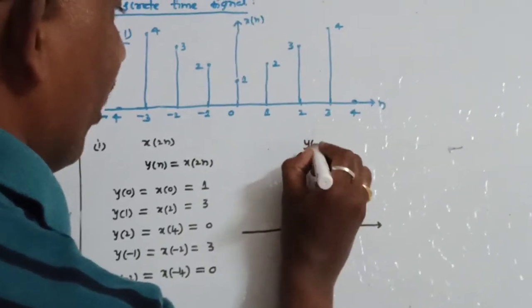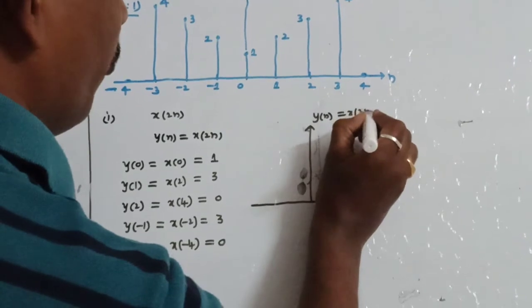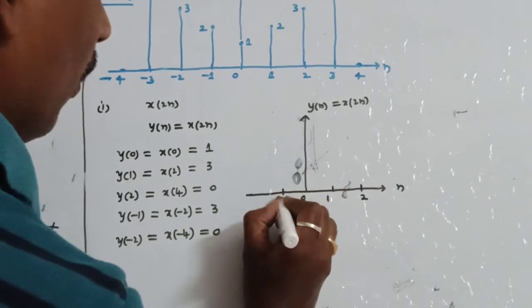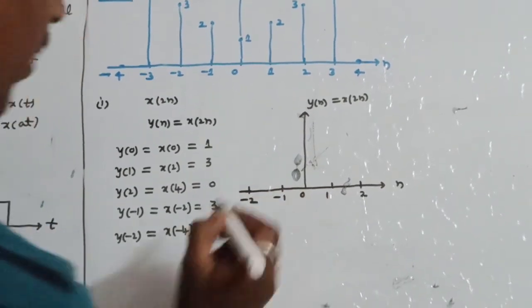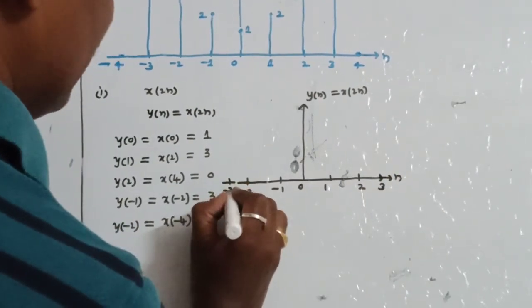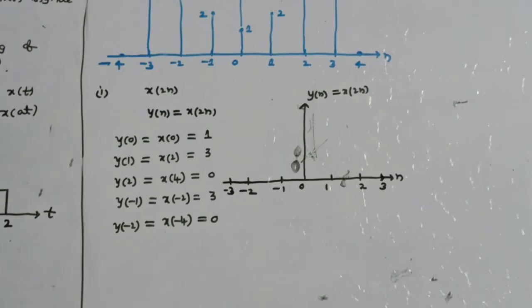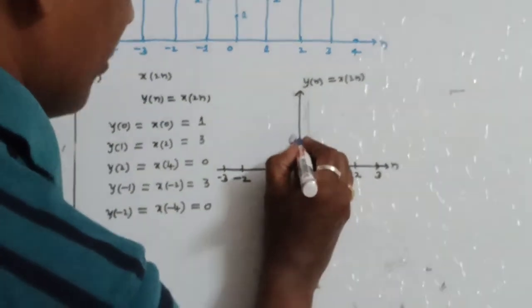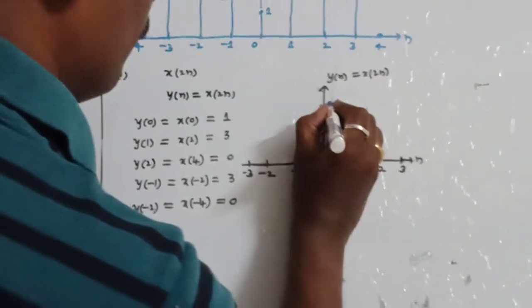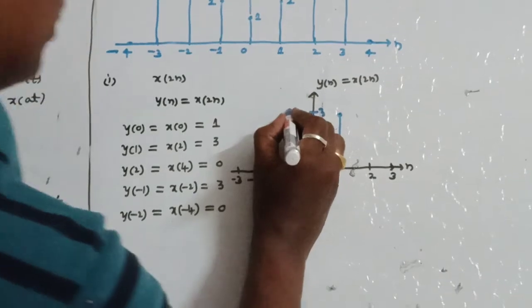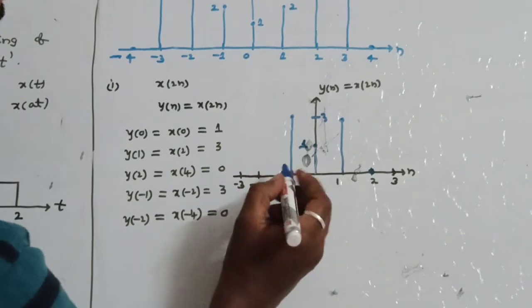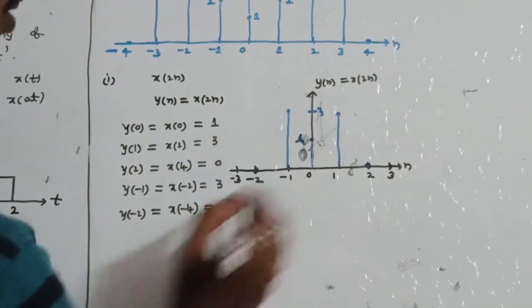So this is your y of n, that is, this is x of 2n. So this is n. So this is 0, 1, 2, minus 1, minus 2. That means 3, for example, if you want to take 3, so this is minus 3. Let us look at the samples. At 0, y of 0, the sample value is 1. At y of 1, the amplitude is 3. At y of minus 1, the amplitude is 3. At y of 2, the sample value is 0. At y of minus 2, the sample value is 0. All the sample values are 0.